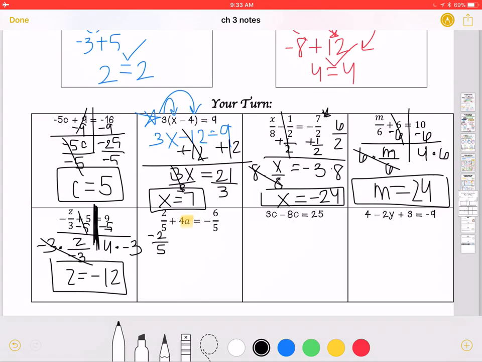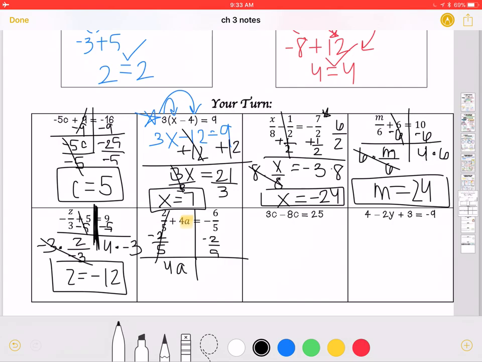Sometimes your variable is flipped from what we've been seeing, right? The order. That's okay. Just be careful that you're taking away that 2/5. So subtract 2/5. On the right, we want to go all the way to the other side of the equal sign. So I still have 4a on the left. And now let's take a look at the right.